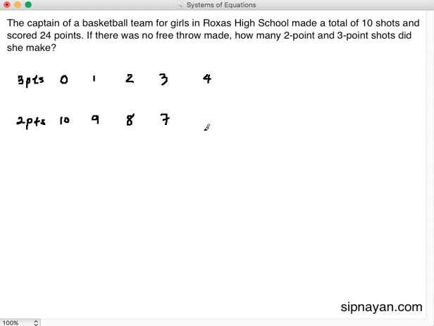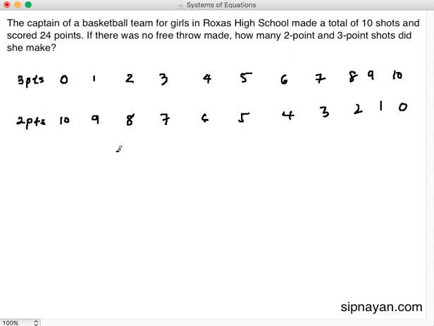Pag 4, ilan na? 6. Pag 5, 5. Tuloy-tuloy na natin ito: 6, 7, 8, 9, and 10. And then we have 4, 3, 2, 1, 0 for the number of 2 points. So, ito mga posible. Lahat yan pwede.